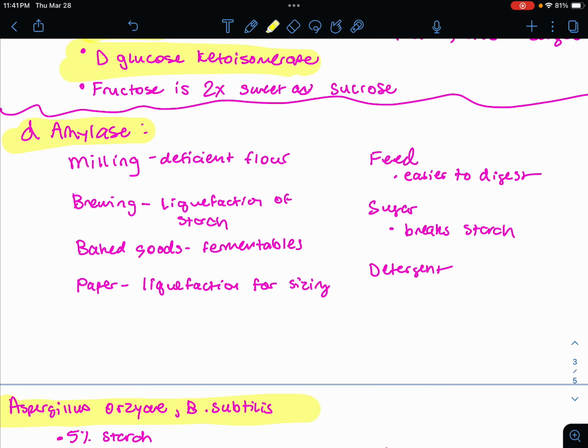Okay, baked goods, you're going to increase the amount of fermentable sugars in them. Paper, again, liquefaction, but you're going to have the liquefaction of starch without sugar production for sizing. Feed industry, you could improve utilization by treating barley. It's easier to digest for the animals. And sugar, you're going to increase the filterability of the cane juice by breaking down starch in the juice using this alpha amylase. And then laundry detergent.